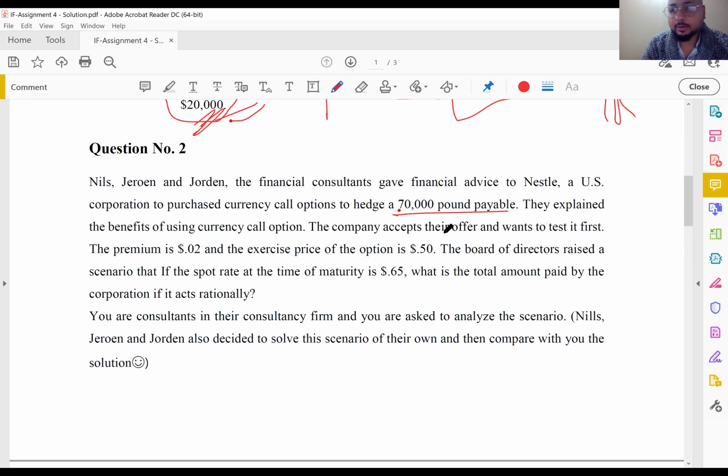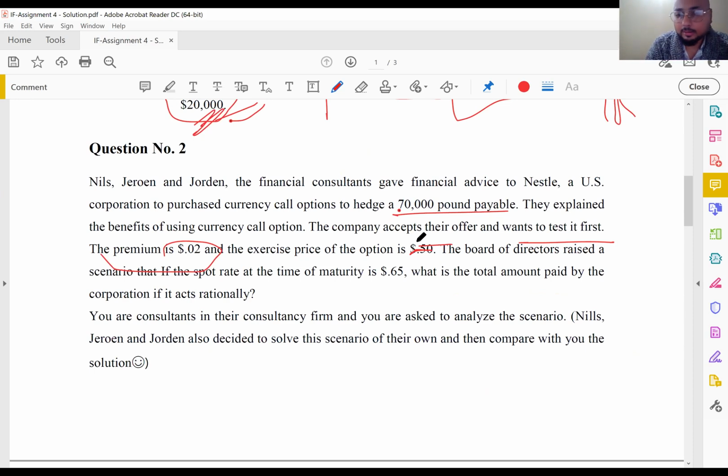Okay, the company first needs to expect the offer and wants to test this first. So the premium is 0.02, right? So how much do they pay in pounds? 70,000 pounds multiplied by 0.02. So that is their premium. Okay. The exercise price or strike price applies at the end of the expiration of the option. If they want to exercise the option, they will be purchasing the pound at $0.5.